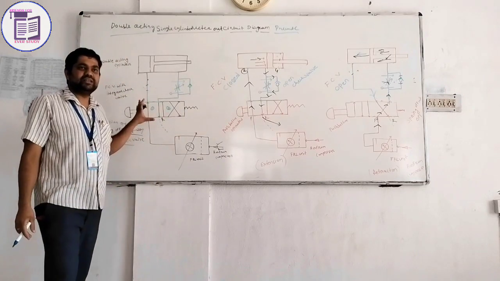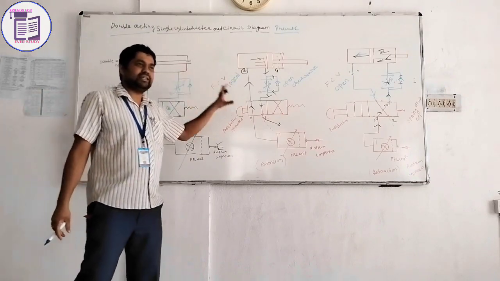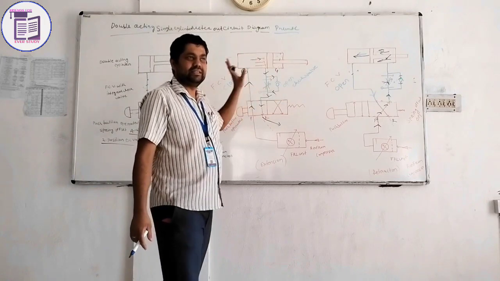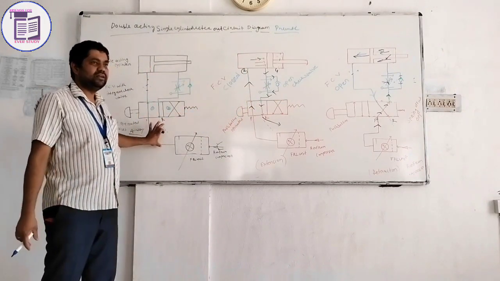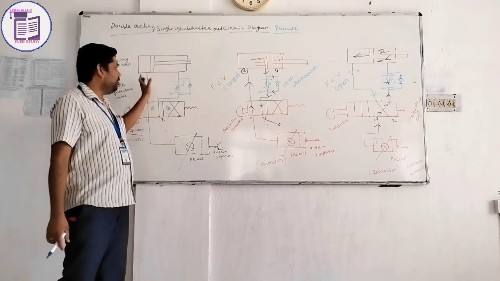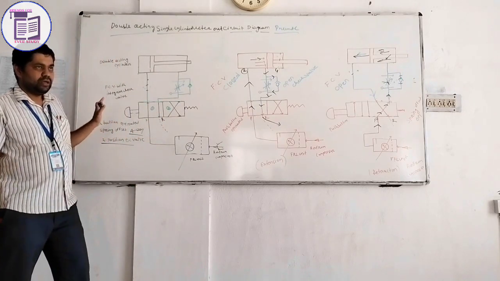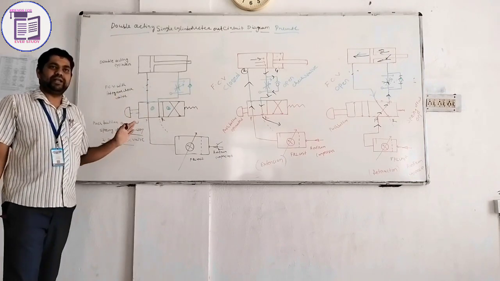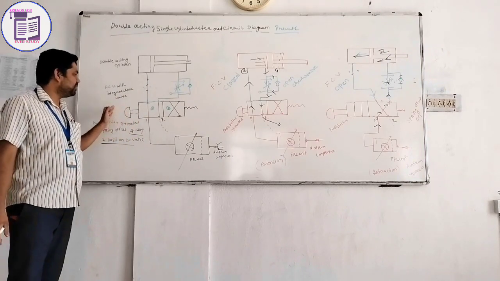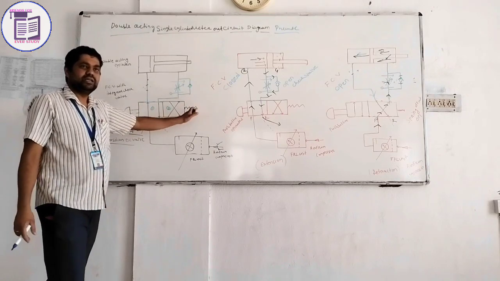First is your closed section, next one is your extension, and next is your retraction. The 3 figures are given on this board. The first is your closed section. In the closed section all valves are closed here, the air valve and also the compressor valve. When will they be opened? Through a switch button, that is a push button, and one is your spring offset button.